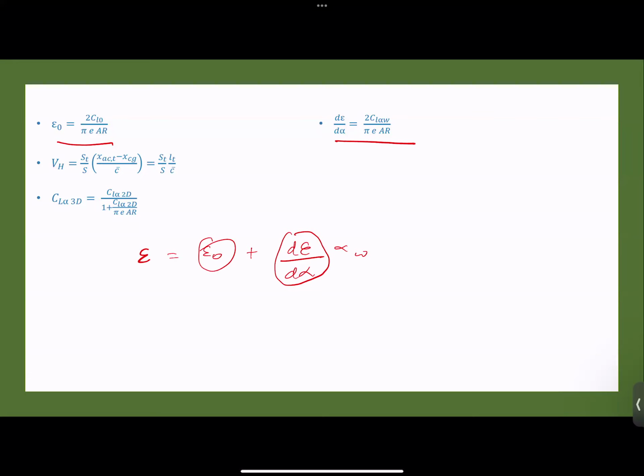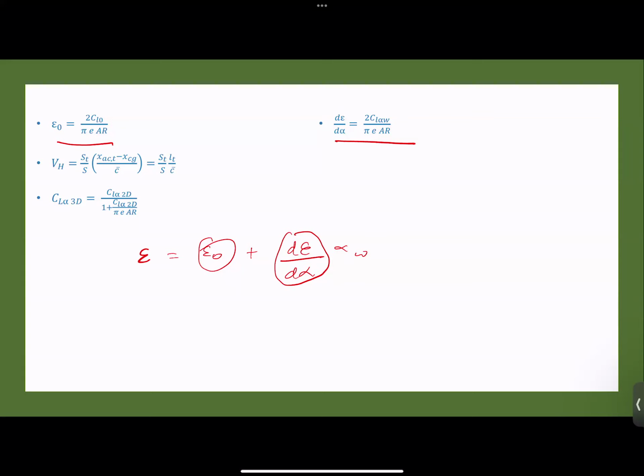Then you have the expression for horizontal tail volume ratio, St/S into Lt/C bar. Lt is the tail moment arm. Tail moment arm is the distance between the aerodynamic center of the tail and the CG. So this moment arm is what contributes towards the stability, or what provides the restoring moment that the tail is offering.